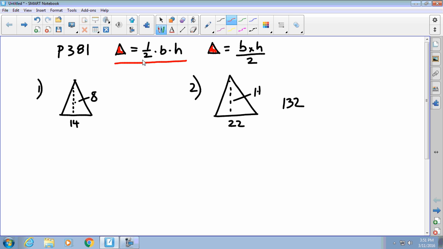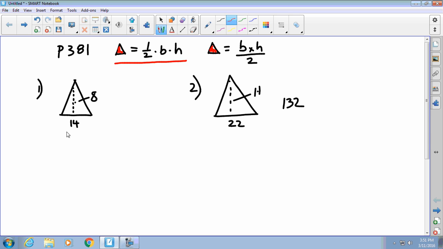So we're doing 1/2 base times height to get the area of a triangle instead of base times height divided by 2. Now, both formulas will work, whichever formula you'd like to use, but as you will see in problem number 2, we're going to want to use that new formula, 1/2 base times height, to find our answer in problem 2. So let's see how this works. Let's try number 1 here.